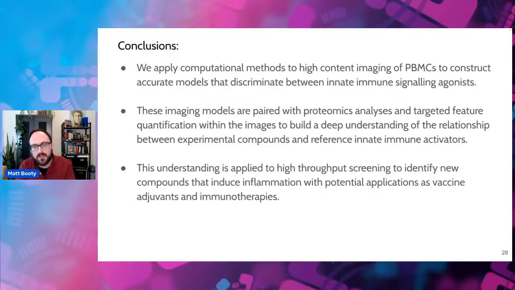So in conclusion, just at a high level, we apply computational methods to high content imaging, and we're using this approach to really build models to discriminate different forms of innate immune activation. We pair these models with proteomics analyses as well as targeted features within the images themselves, and use this to build a deeper understanding of our compounds, both the reference innate immune activators and our experimental compounds. And we believe we've shown early signs of pulling out some interesting compounds from this repurposing library that have potential applications as vaccine adjuvants or immunotherapies. And we're certainly interested in expanding this.